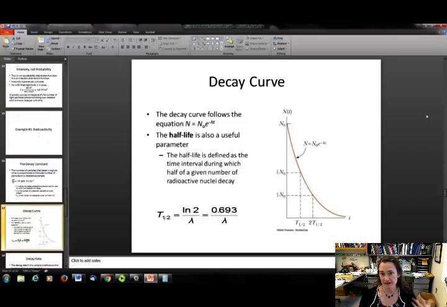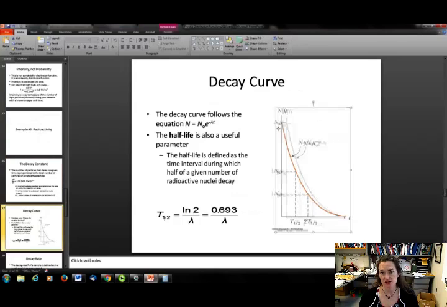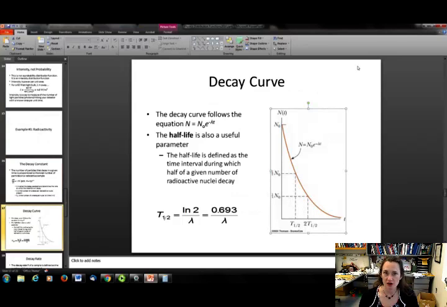Okay, so that looks like this. Here's your decay curve. Let's say that you start off with a certain number of uranium atoms, N naught, and then over time that exponentially decays down. Okay, so that's what that looks like.